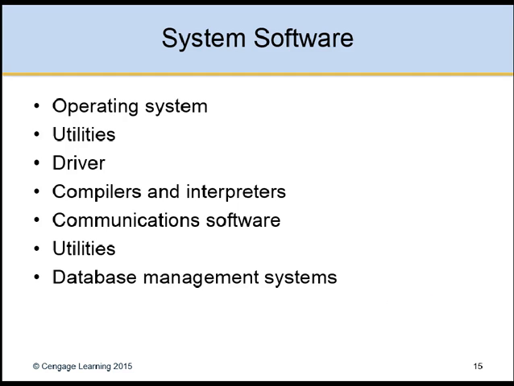Other types of system software include compilers and interpreters, communications software, utilities, and database management systems. Communication software supports transmission and reception of data across computer networks. Utilities include antivirus programs, firewalls, and other programs that detect and remove unwanted files and applications.